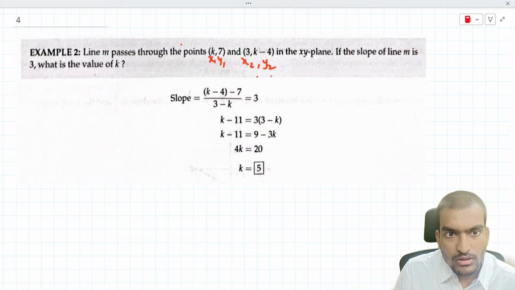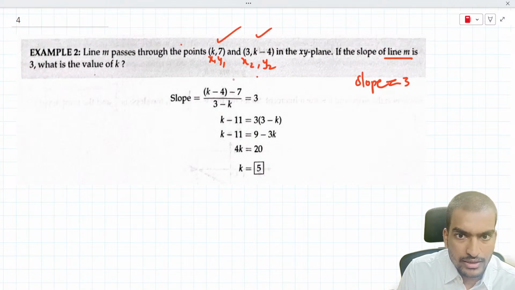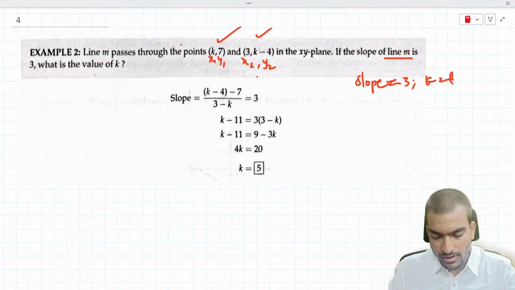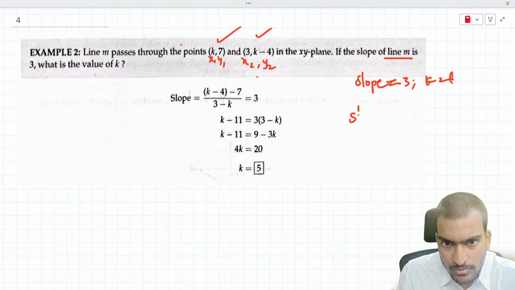Now, if the slope of line M is 3, they clearly mention slope equals 3. And we have 2 points as well, and we have to find the value of k. So how can we find the value of k? What is slope? First of all, the slope formula is what? Slope equals change in y by change in x.